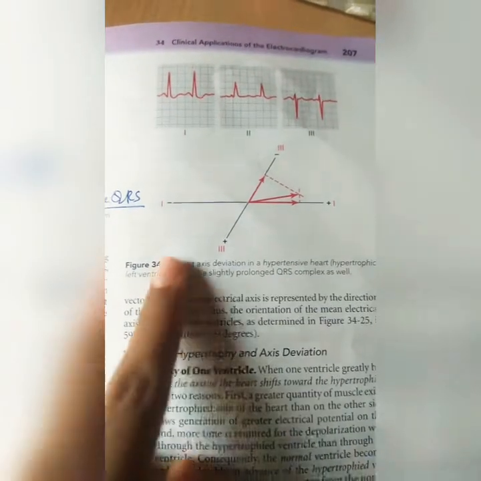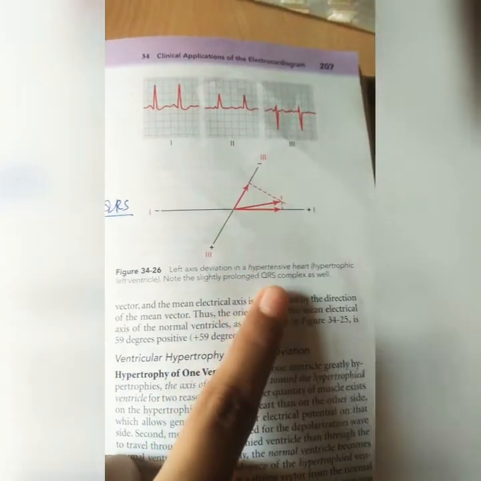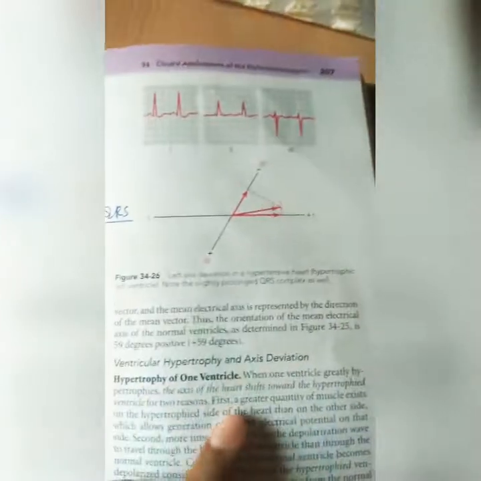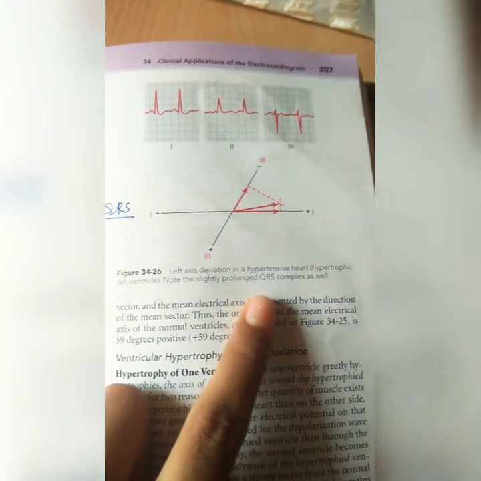So this is about all the important points which we have found from our clinical applications of ECG. This is somewhat a big lesson. Now let us see some of the diagrams over here. You can see this is the left axis deviation in hypertensive heart, that is hypertrophy in the left ventricle. Note the prolonged QRS complex as well.